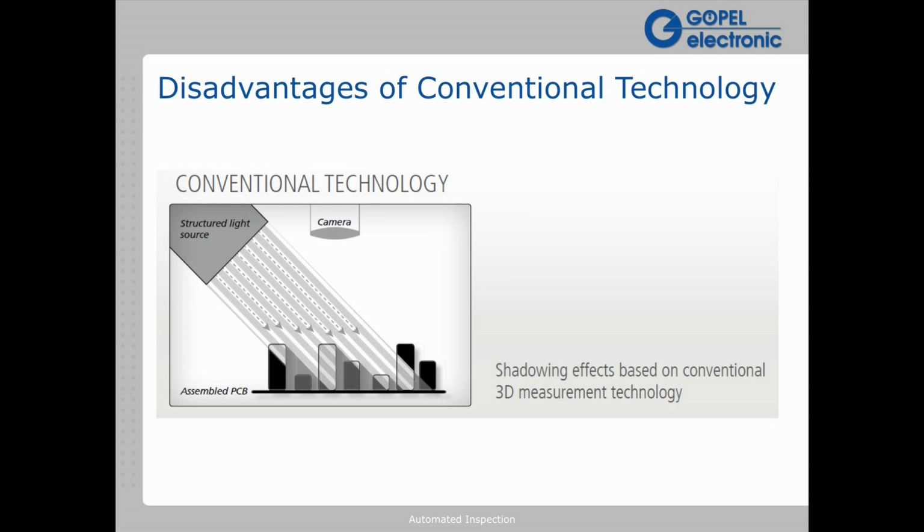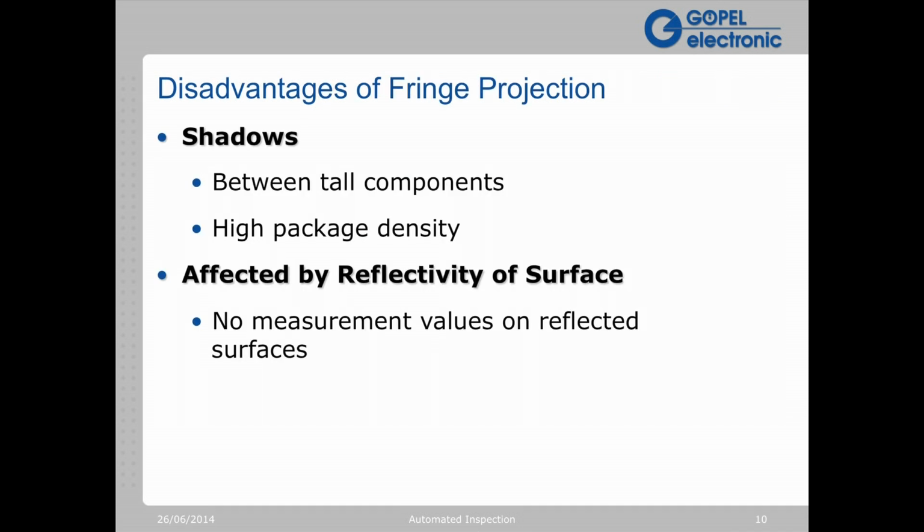One of the problems of this particular approach is the shadowing effects that are produced by the light pattern, the structured light source being projected from an angle. Some of these disadvantages include shadows. Shadows are produced between tall components.